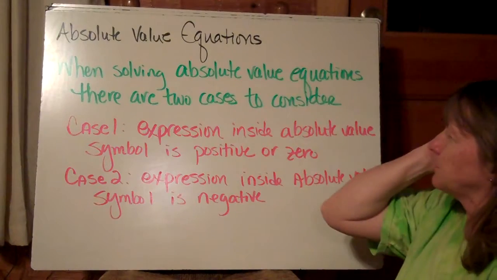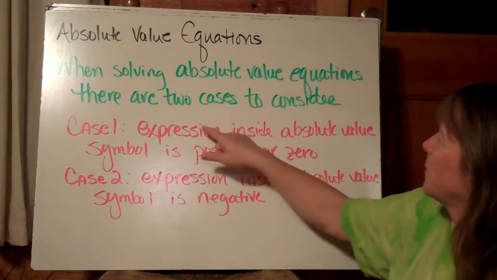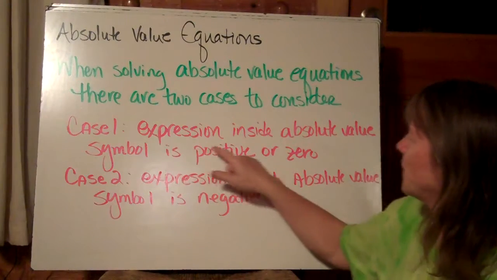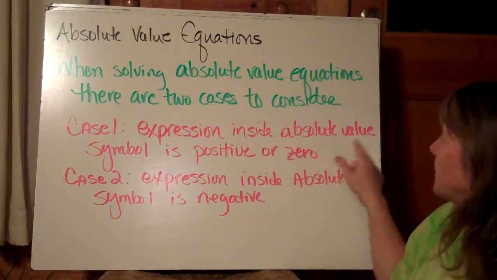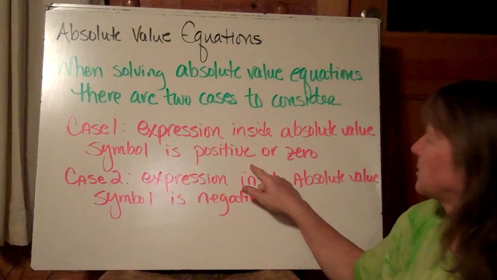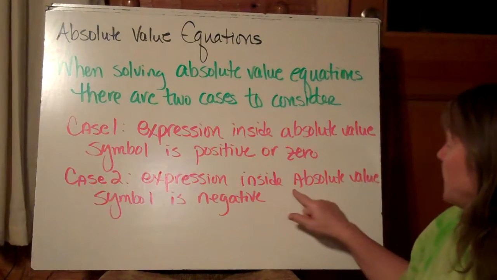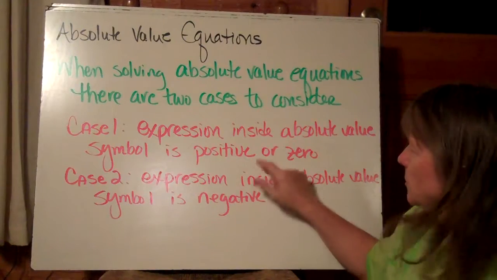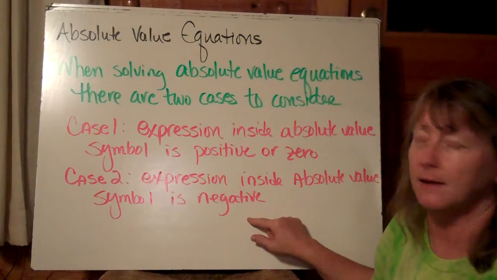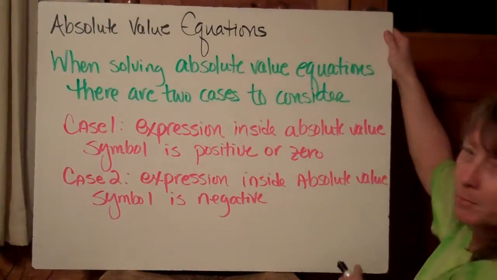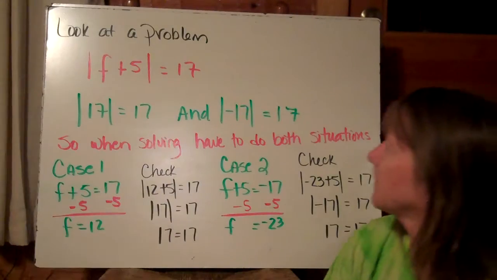Absolute value equations. When we're solving absolute value equations, there's 2 cases that you have to consider. Case 1, what if the expression inside the absolute value symbol is positive or 0? And then you have to look at what if it is a negative. So there's 2 different situations you have to look at, case 1 and case 2. And when we look at an example problem, I think you'll understand it a little bit better.